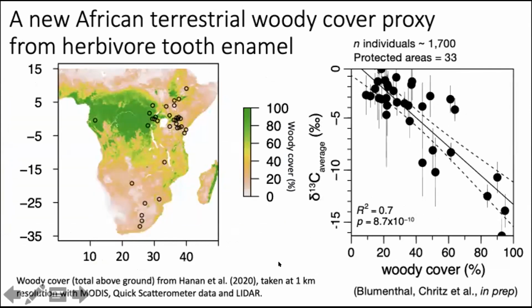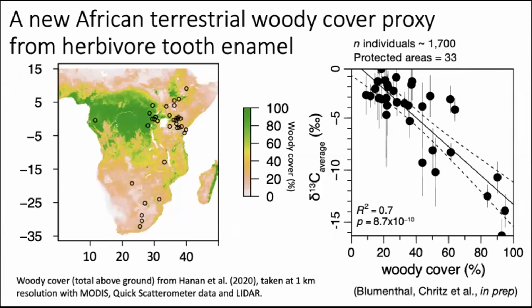So now this brings us to this new method for looking at African terrestrial woody cover from herbivore tooth enamel. The benefit of doing this is that it opens up a whole new realm of archaeological sites where we can look at woody cover that might not have things like leaf waxes, paleosol carbonates, good preservation of pollen, and the like. This is a forthcoming publication, and my colleague, Scott Blumenthal from the University of Oregon, has really been leading this effort, but it's a large effort from a lot of people. What we did is we took a database of the delta 13C values of tooth enamel from APP taxa all across Africa. It's about 1,700 values.